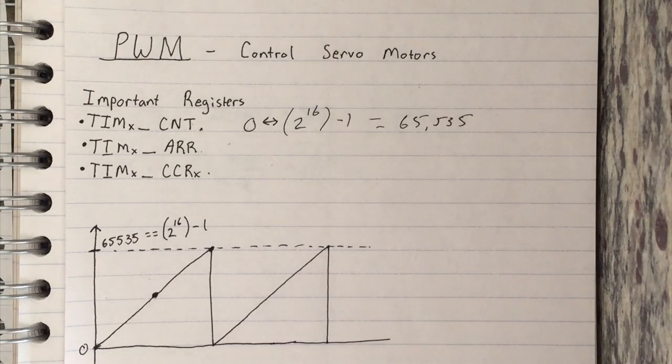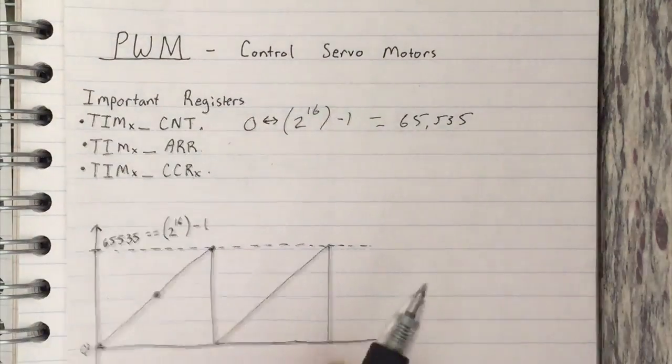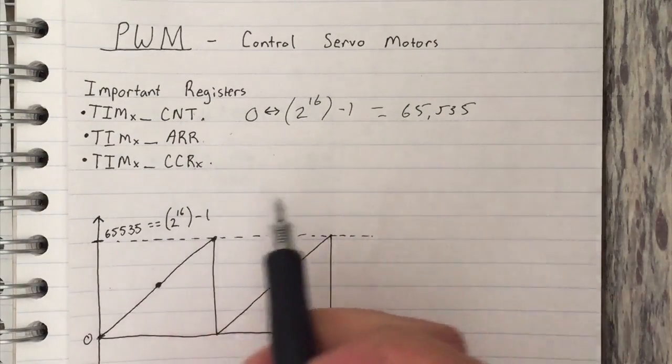What's going on YouTube? In this video I'm going to show you how to use pulse width modulation to control servo motors. So first we need to understand these three important registers related directly to our board. So we have this count register, the ARR register, and the CCR register.